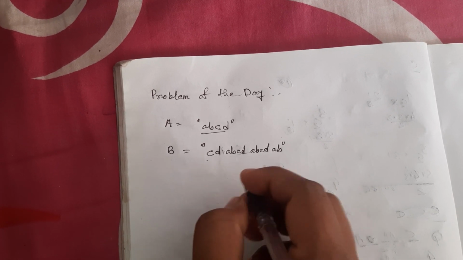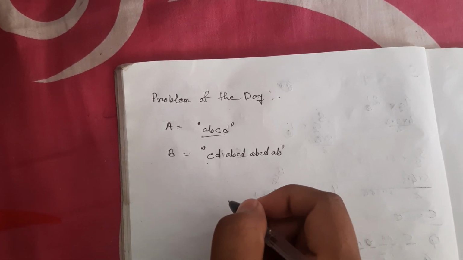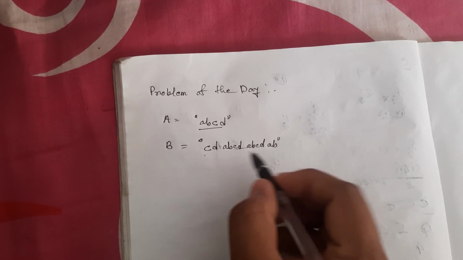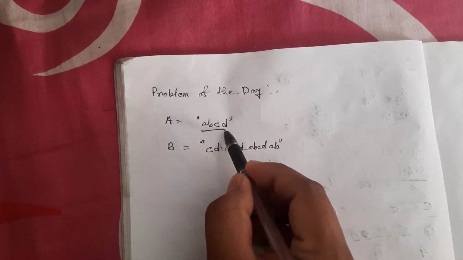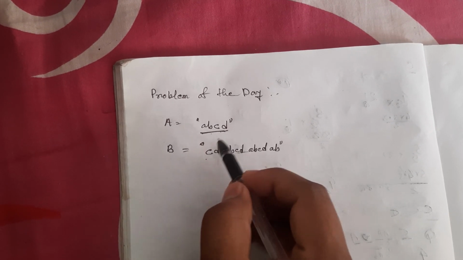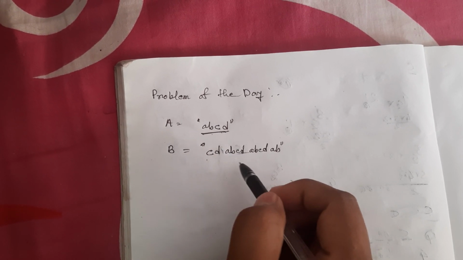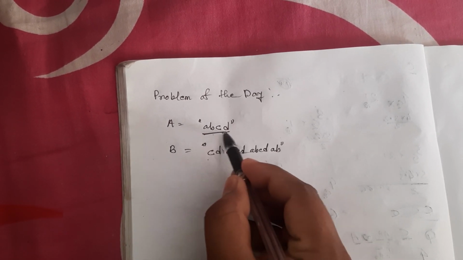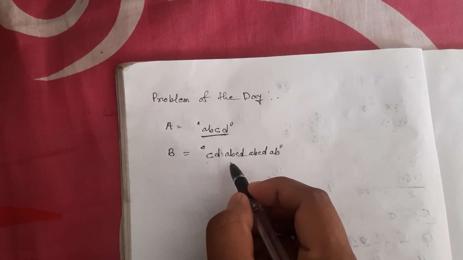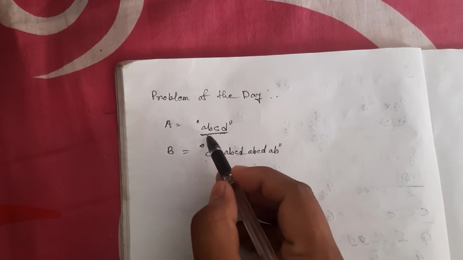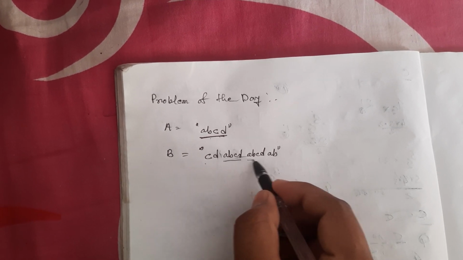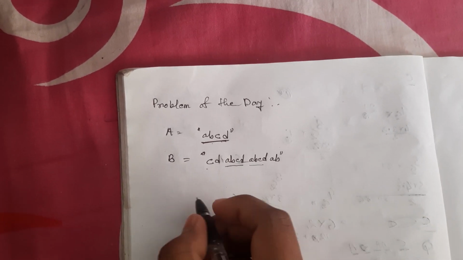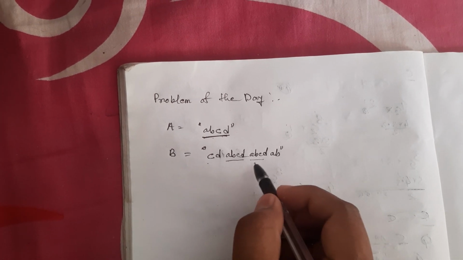So now how can we solve this problem? Let's look at a few observations here. Whenever A, that is ABCD, is repeated, ABCD should be a part of B. So you can see that ABCD is present here, and ABCD is also present here. So this is one observation.